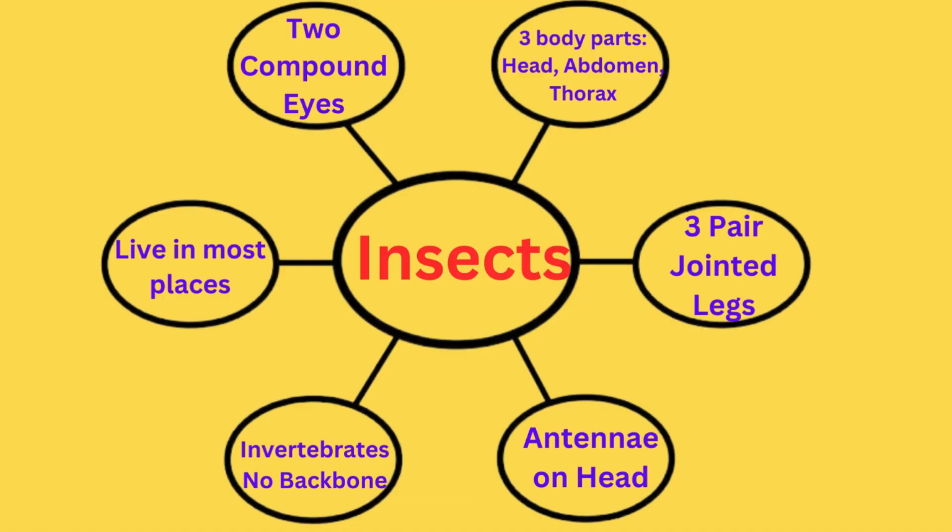Characteristics of insects. As in most insects, honeybees have these characteristics. They have 2 compound eyes, 3 body parts, which are the head, the abdomen, and the thorax. They have 3 pair of jointed legs and 6 legs in all. They have a pair of antennae located on their head. They are invertebrate, which means they do not have a backbone. Honeybees live in most areas with temperate and tropical climates.